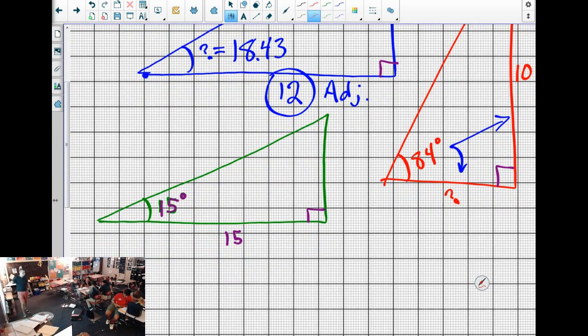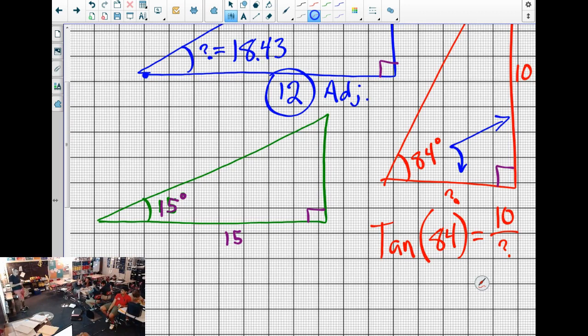Always set up the original. I think where you might be getting stuck is you guys are trying to do too little. Always write it out. Tangent of 84 equals the opposite side over the adjacent side. What do you mean by opposite side? Opposite means across from the angle, not touching it. Adjacent is touching the angle, not the hypotenuse.